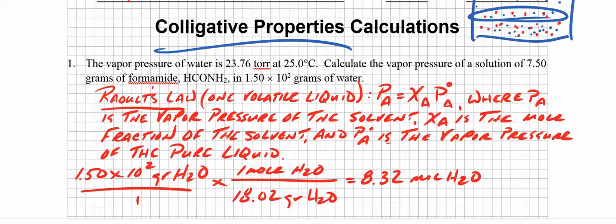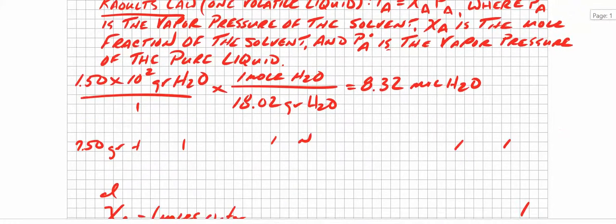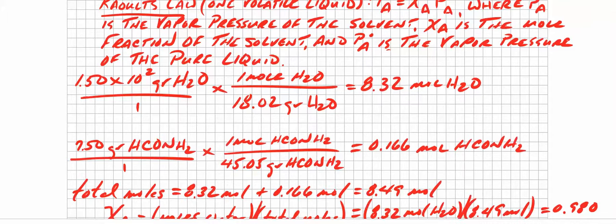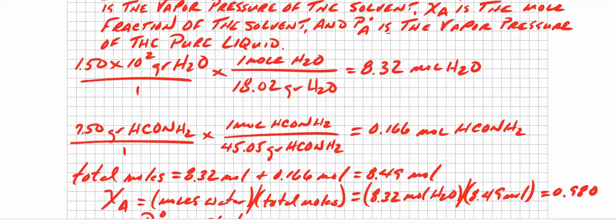So let's proceed. The first thing we're going to need to know is the moles of water and the moles of formamide. So let's do that first. We've got 1.50 times 10 squared grams of water times 1 mole of water per 18.02 grams of water. I just divide this. I got this from the periodic table, just added up 2 hydrogens and 1 oxygen, and I get 8.32 moles of water. So now I know the number of moles of water, and now I need to do the same thing for formamide.